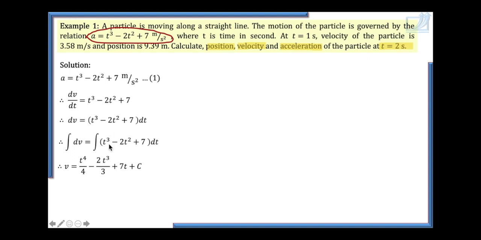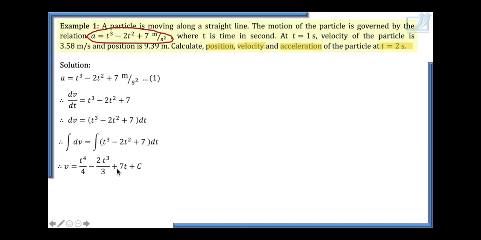v is equal to simple integration, x raised to n plus 1 by n plus 1. So in this equation we have simply integrated acceleration, you will get velocity, and t raised to 4 by 4 minus 2t cube by 3 plus 7t plus c. What is that c? The constant of integration.